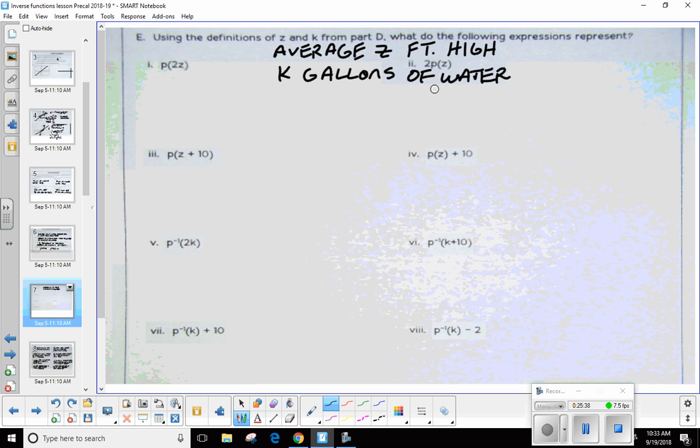Like here, 2P of Z, what are we affecting? The height or the water? The water, because we're outside the function. So you want to think about that when you're going through this.